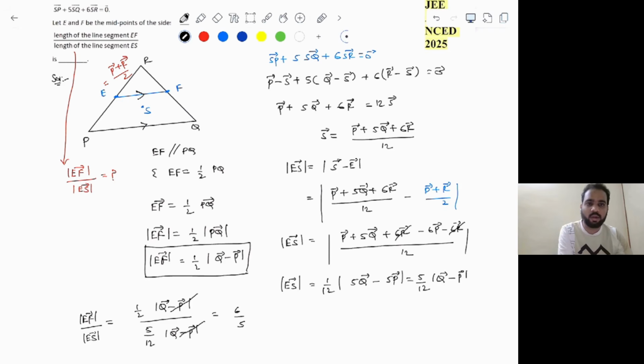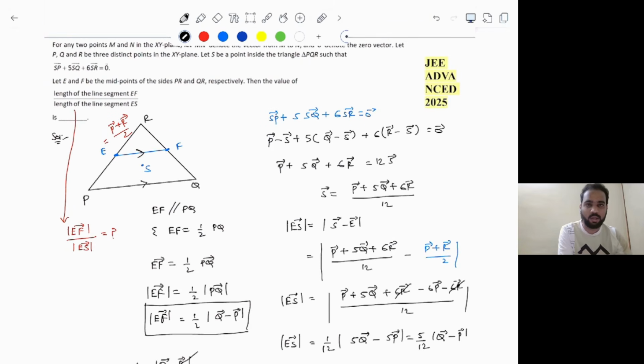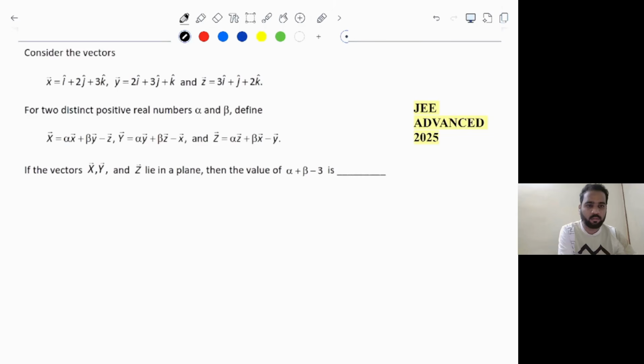Okay. So it is not a difficult question. The only thing is you have to recall the proper diagram and the midpoint theorem to solve this question. And as I told, this is a question from last year's JEE Advanced. Okay. Let's take the second question for this video. And this is also a question from last year's JEE Advanced again.